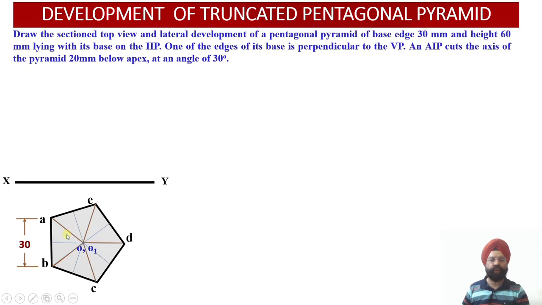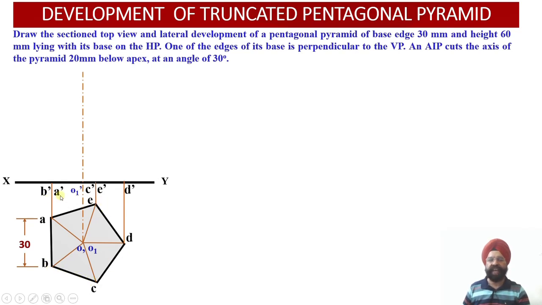The reason is that these slant edges are going to be cut in the front view by the auxiliary inclined plane, and the remaining portion of the slant edges we are going to join thereafter. Now, having obtained the axis, I am going to draw the axis line and the projectors from all the points of the base onto the vertical plane. So this is my axis line and these are my projectors from all the points of the base onto the vertical plane. The projections of the base will be lying on the XY reference line, since the pentagonal pyramid is resting on its base on the horizontal plane.